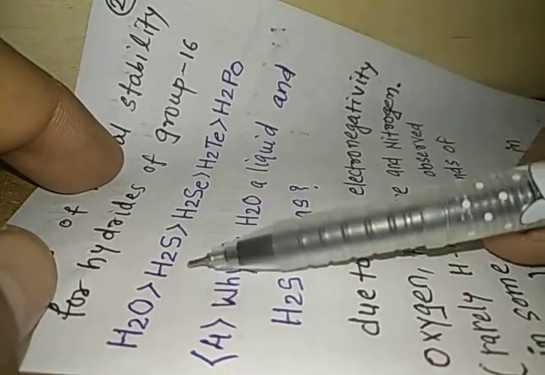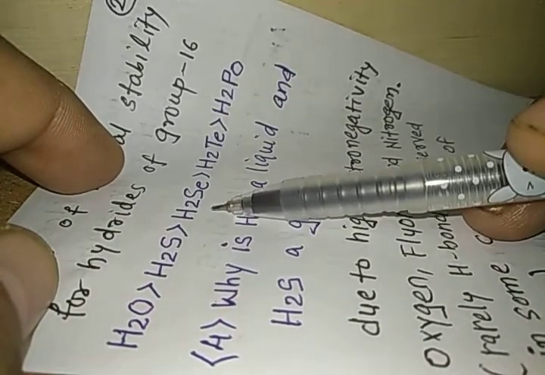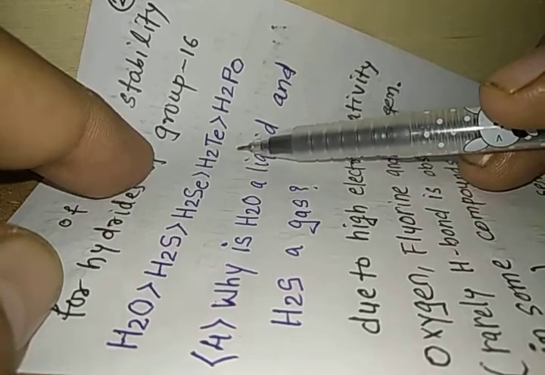Order of thermal stability for hydrides of group 16 can be written as H2O is greater than H2S is greater than H2Se is greater than H2Te is greater than H2Po. Now the next question.